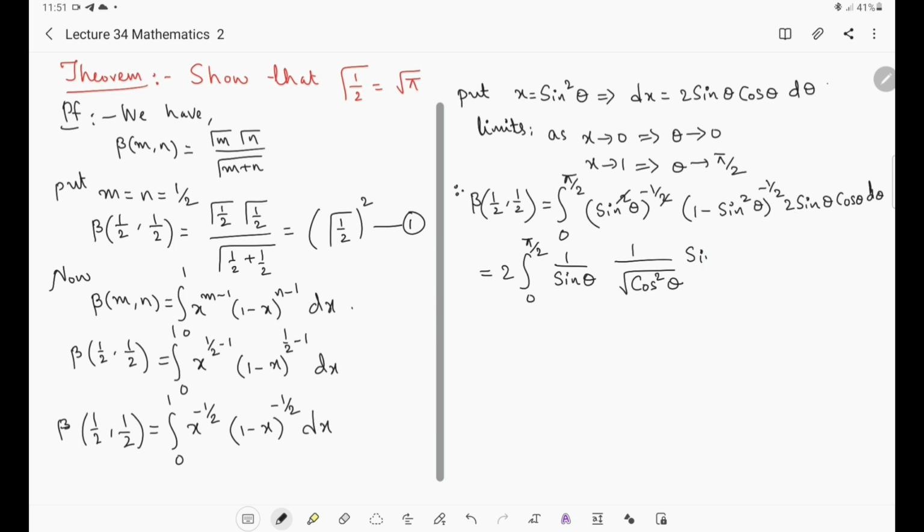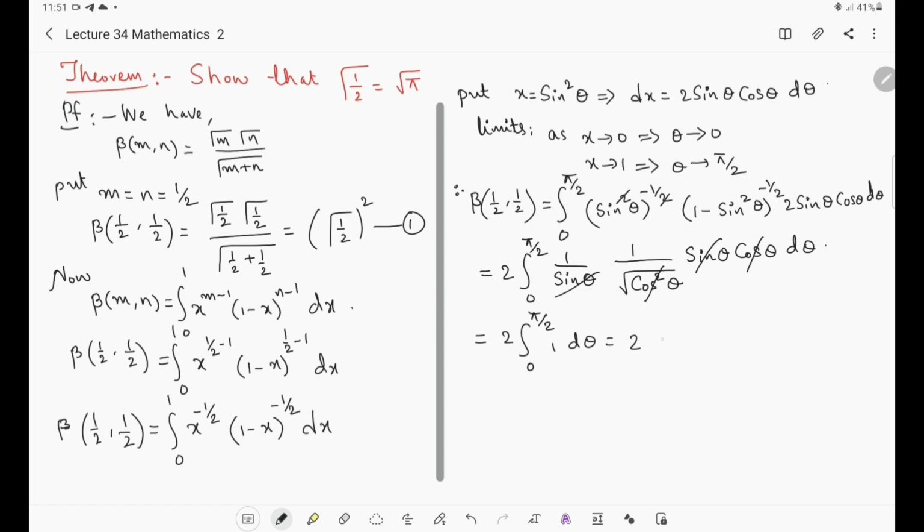Sine theta into cos theta into d theta. Now this sine theta will get cancelled. Square root of cos square theta is nothing but cos theta, and this cos theta will get cancelled. So what will remain here? Integral 0 to pi by 2, 1 d theta will remain.